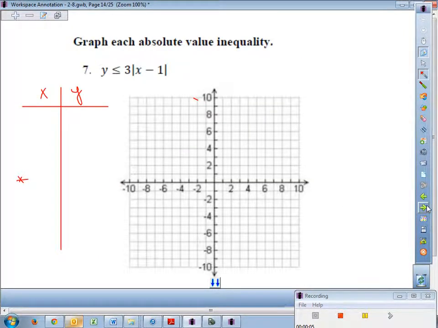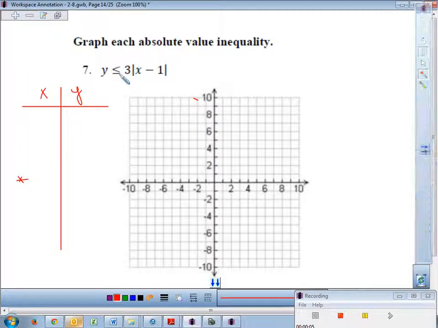Is this going to be a line? Nope. It's not going to be a line. What's it going to be? It's going to be an absolute value V. Do you also see that there is no equation right here either? This is an inequality, right? Now what I want to do is preview it before we graph it. How will it look based off the parent function?